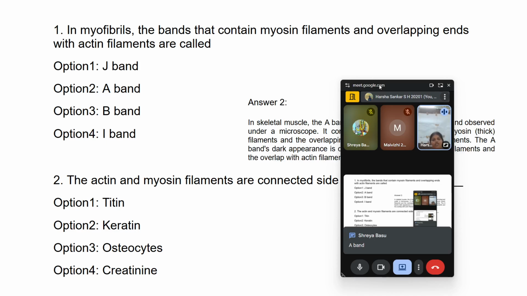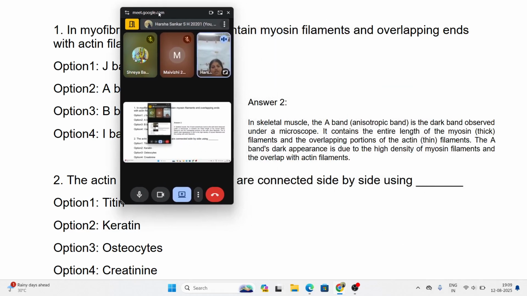Good. So what is A band? In skeletal muscle, the A band or anisotropic band is the dark band observed under a microscope which contains the entire length of myosin as well as the overlapping region of actin. Its dark appearance is due to the high density of myosin filament and overlap with the actin filament. So in some regions we can see a light and dark pattern as Sir explained. Why the dark pattern? Because it's a very thick filament, so less light will penetrate through that part. So the A band consists of the entire myosin filament as well as some overlapping part of the actin filament.